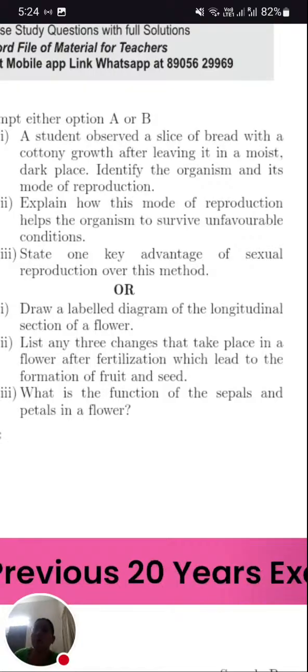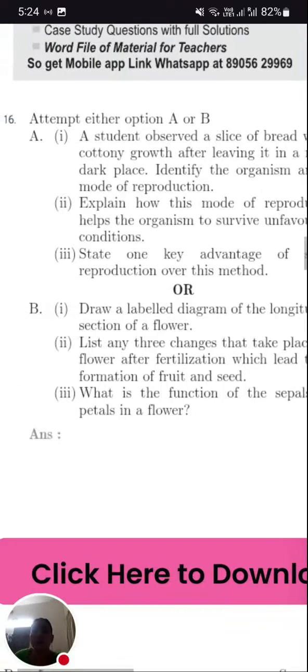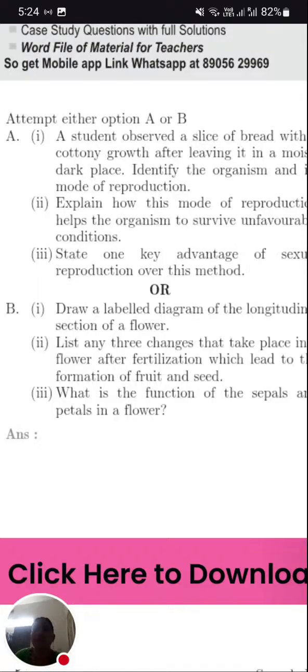And then whereas in the asexual mode, the same individual will produce offsprings that will be the true copy of the parent. Now the next question, choice for that. Here also we are having one more internal choice. There was a choice on the 11th question where you got an internal choice, and next is in the 16th question.